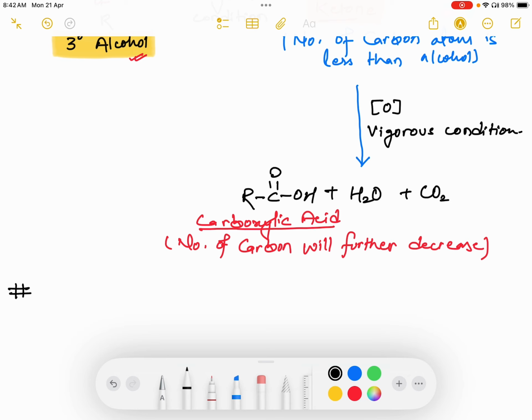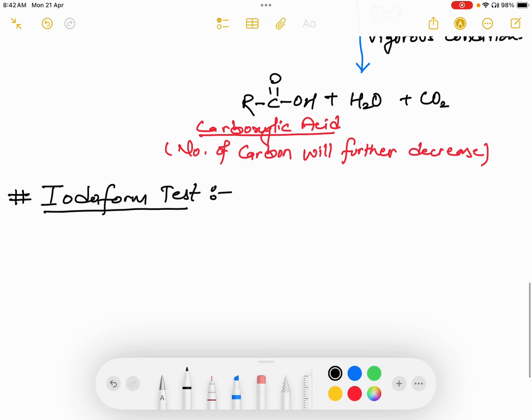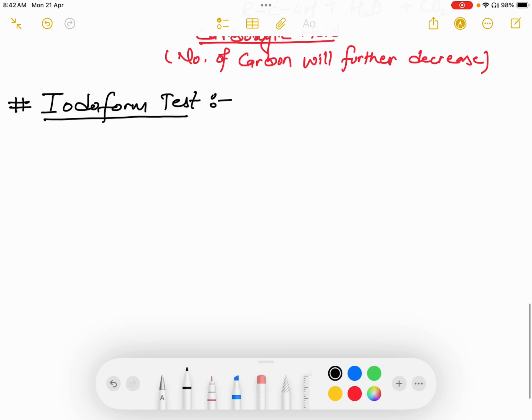There we have the iodoform test. So let's understand the iodoform test. What exactly is the iodoform test? Basically, the iodoform test is only positive for a group having a carbonyl carbon with a CH3 attached to it.